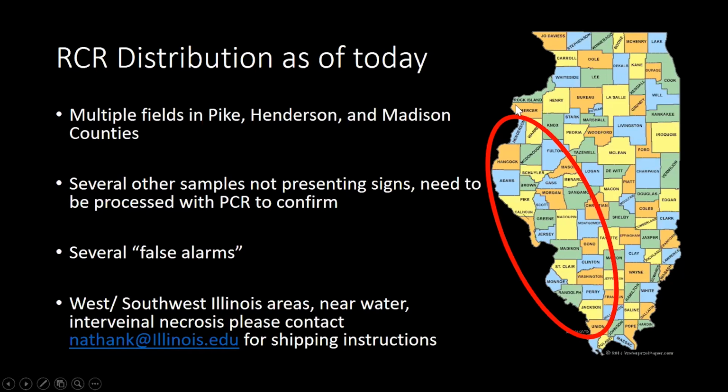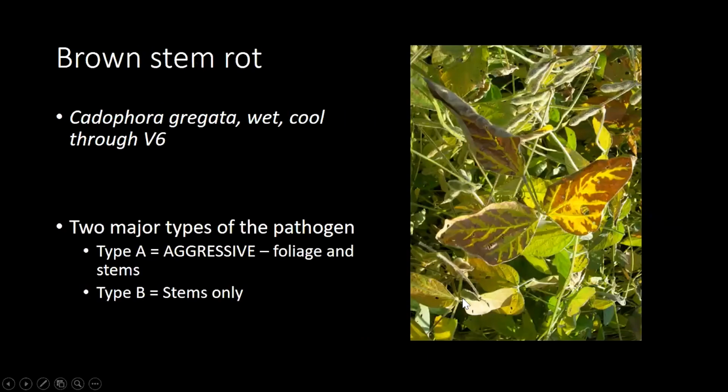But right now, where this circle is, that's the area where I'd say we're most likely to see it, but I don't know how widespread it is. At the end of this presentation, I'll have some information if you do see interveinal necrosis or things that you think could be red crown rot. We're doing a survey as part of our Iowa Soybean Board funded project, and I'll have some information on that at the end of this discussion.